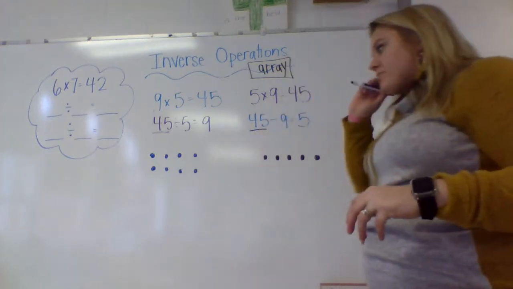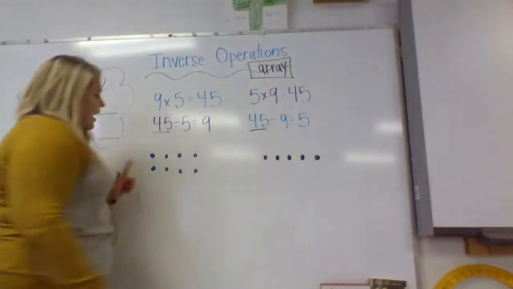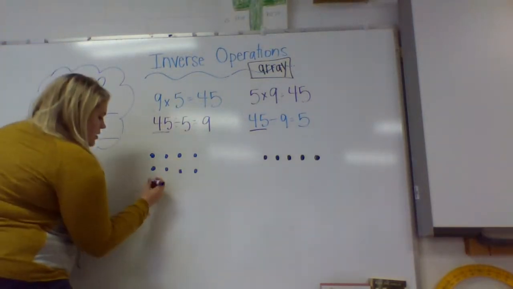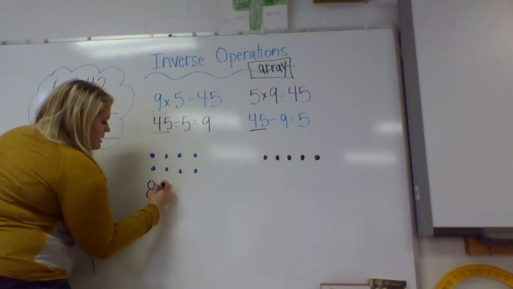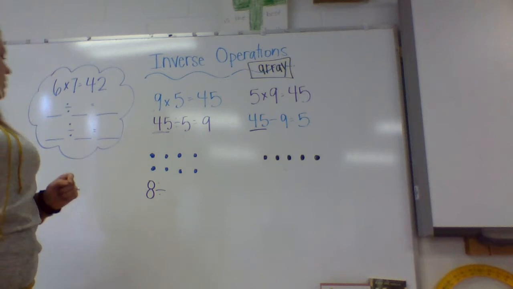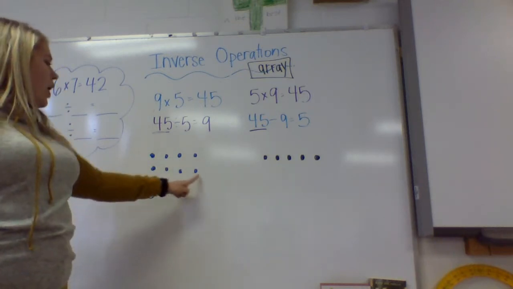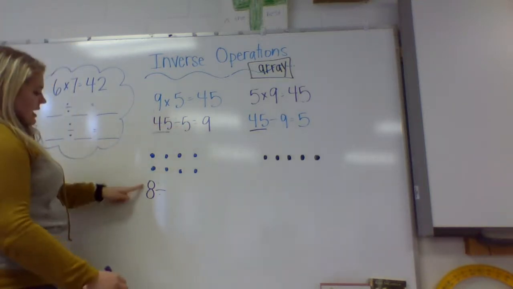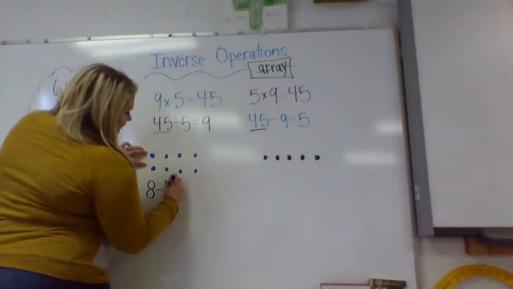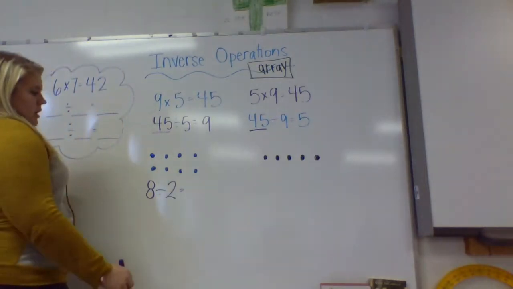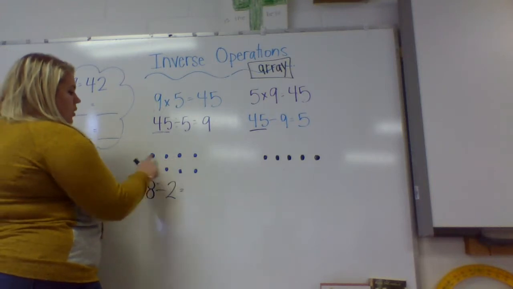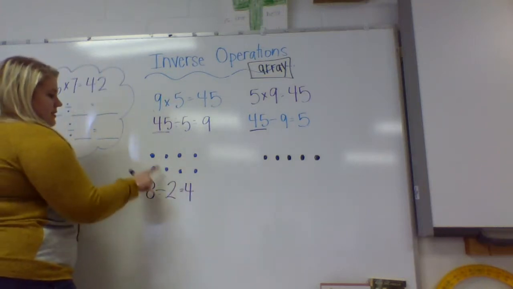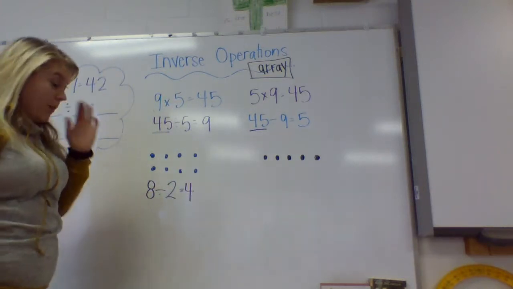That's the total number that we have to divide into groups. If we look at this array, how many total dots are in this array? 1, 2, 3, 4, 5, 6, 7, 8. So I know it's going to be 8 divided by something. If you look at this array, I have 2 rows or I have 4 columns. Let's look at rows first. I have 8 dots and I divide them into 2 rows. How many are in each row? 1, 2, 3, 4. 8 divided by 2 equals 4.